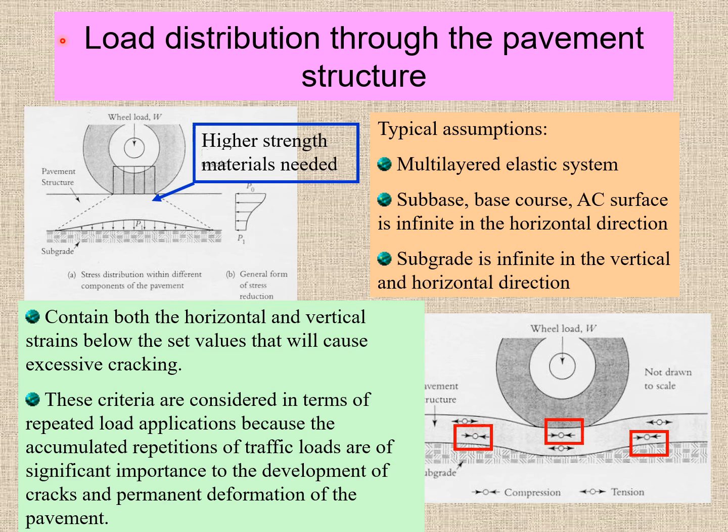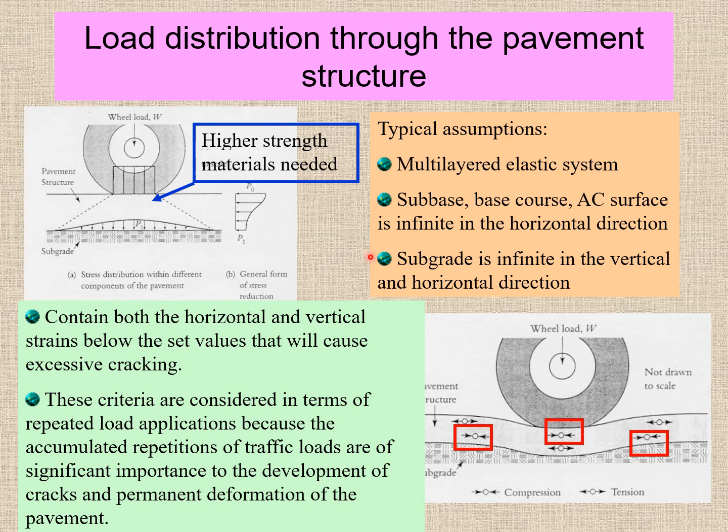Okay, now load distribution through the pavement structure. So you can see that this type of pattern of loading, load distribution is there. So maximum stress is involved in the top part of the pavement, so high strength materials are needed in this, especially in the top part. While the typical assumptions are multi-layered elastic system, sub-base, base course, asphalt concrete surface is infinite in the horizontal direction, subgrade is infinite in the vertical and horizontal direction. So these are the typical assumptions that we consider in the analysis of the pavement.